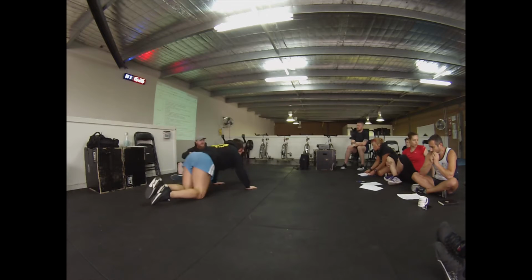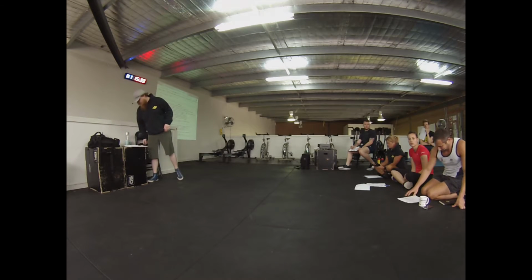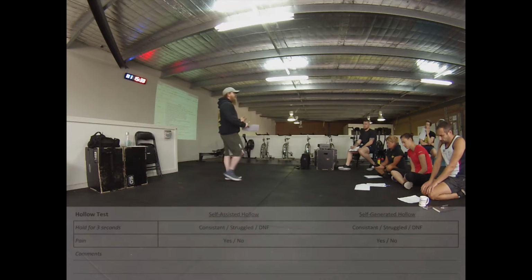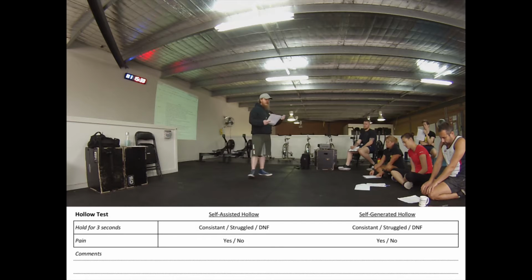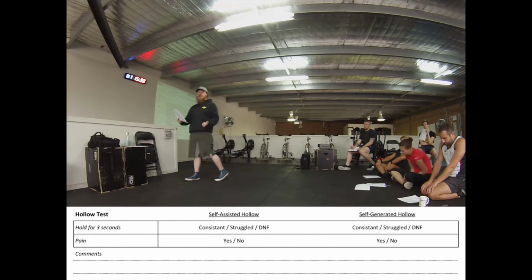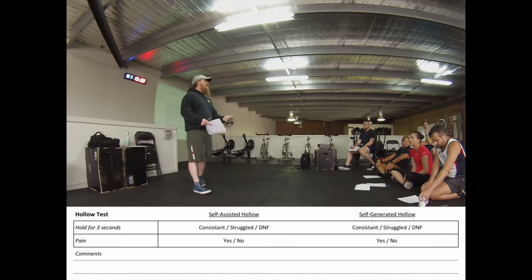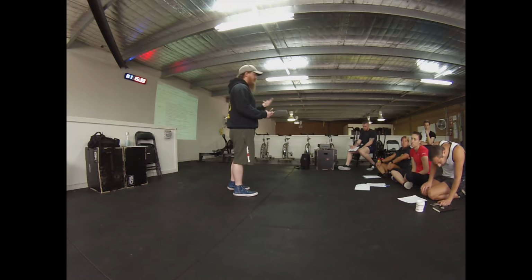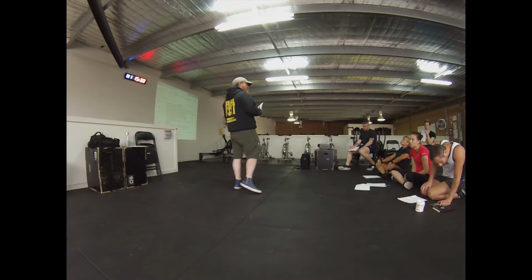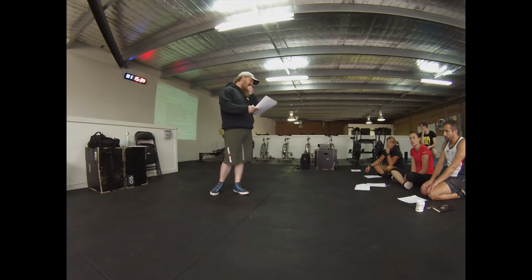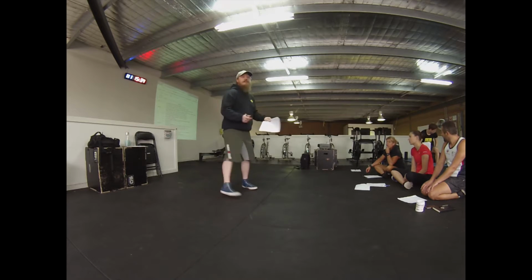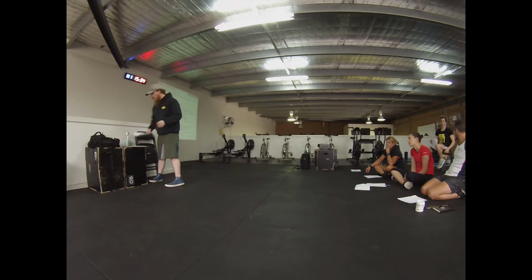Knock out the arch. Cool. So the hollow test, we're looking at roughly the same thing, except this time we're looking at flexion. If you have a look at the test, we're collecting primarily the same data. Get them to hold for 3 seconds, doing a self-assisted hollow, where you help them find the position, and a self-generated hollow, where they have to create it from scratch from the ground. This is a more difficult movement to achieve. And pain is the other thing we're looking at. Again, there's more detail in the cheat sheets, but you can go over that in your own time.